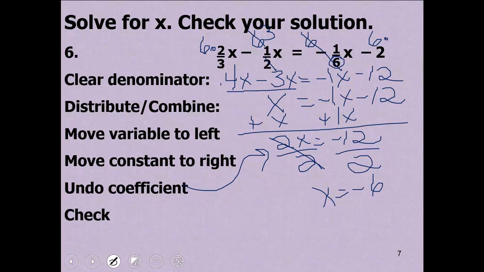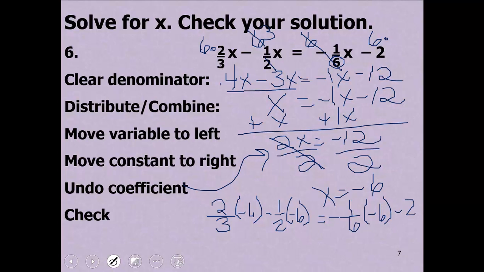And check it. Check it, check it, check it. Go into your original. 2/3 times a negative 6 minus 1/2 times a negative 6 equals negative 1/6 times a negative 6 minus 2. Okay? This becomes negative 4 plus 3 is equal to, this becomes a positive 1 minus 2. So negative 1 equals negative 1, and it checks.